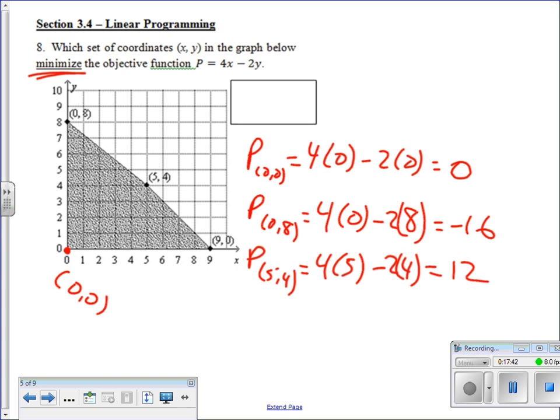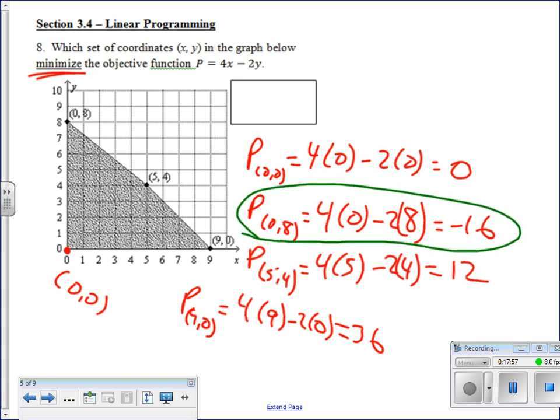And then last but not least, P(9, 0): 4 times 9 minus 2 times 0 is 36. My minimum is -16. What does the question ask me? What is the question asking me to find?